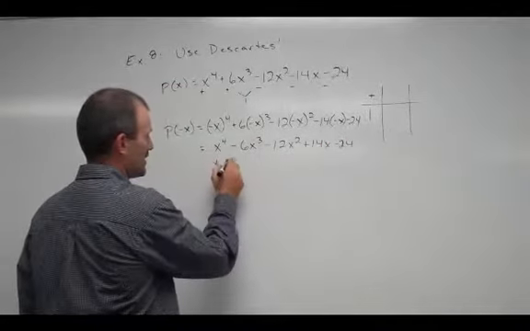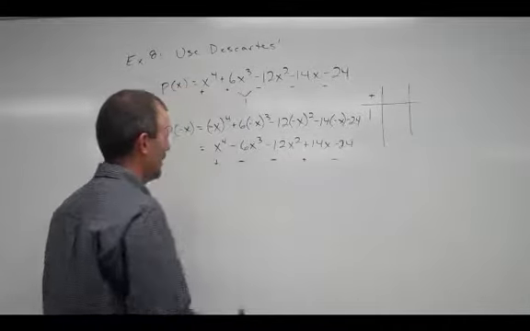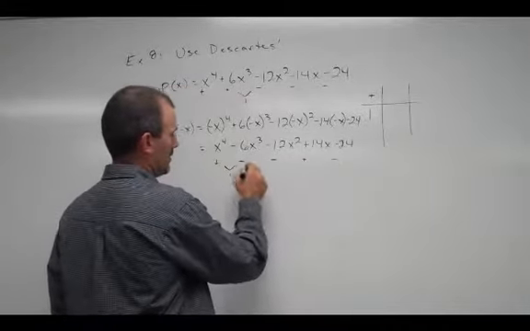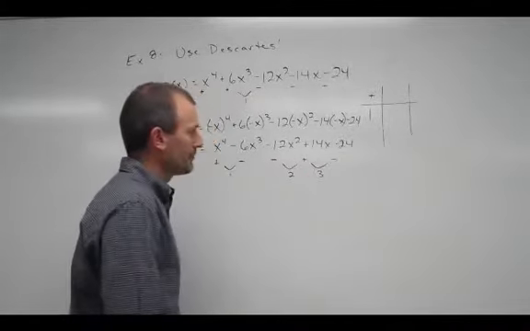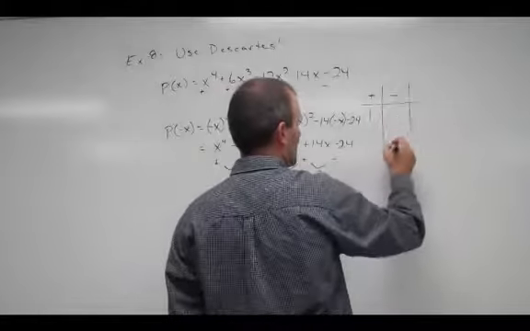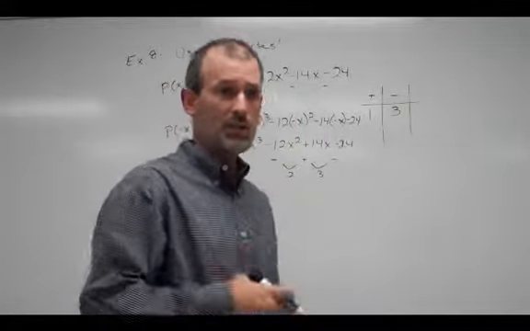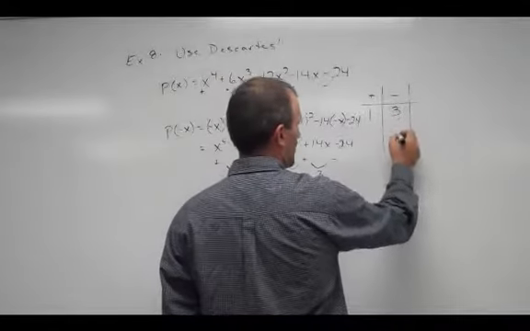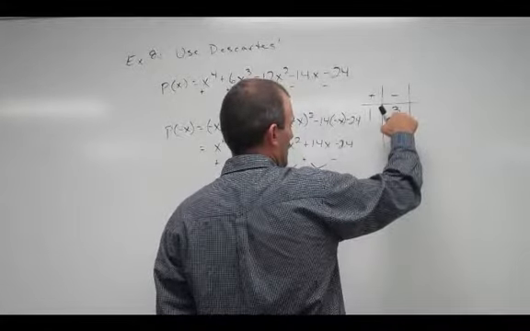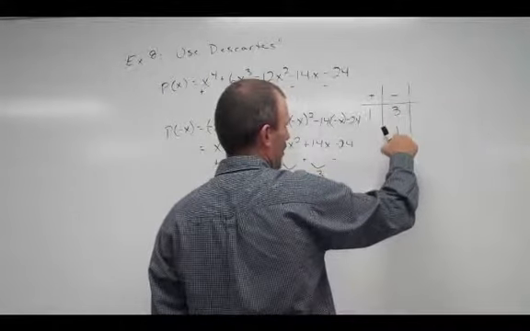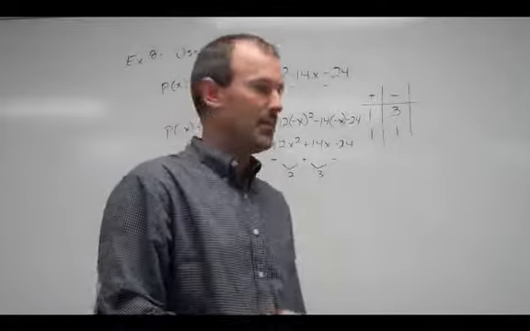So notice that's positive, negative, negative, positive, negative. So we've got one change, two changes, three changes. So the most negative solutions we could have is 3. Or remember, we can always go down by an even number. So we could also have 1. And notice that no matter if there's 3 negatives or 1 negative, there has to be one positive, always.